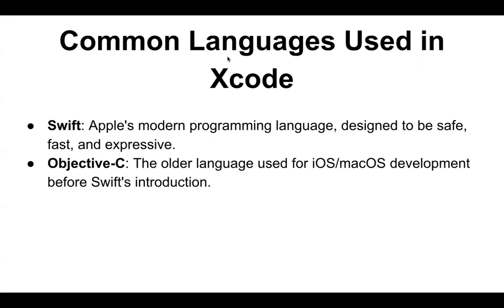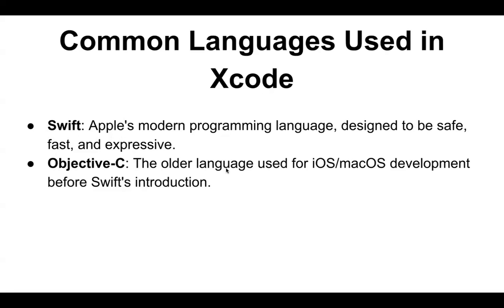So next one. What is the language commonly used in Xcode? In Xcode, two types of languages are used. One is Swift and the second one is Objective-C. Okay. So in Xcode, we can write the syntax in Swift, and these are the two languages. One is Objective-C and the other is Swift. So this is the older one.